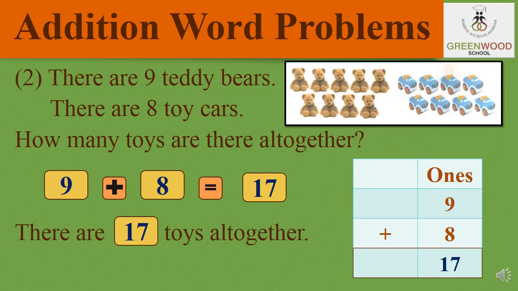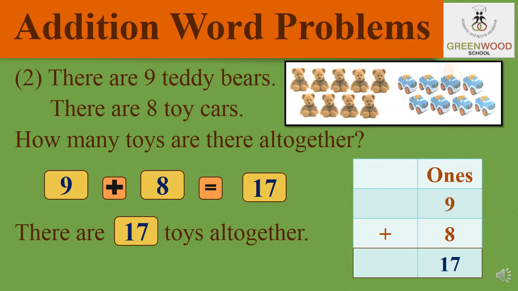Let's see one more example. There are 9 teddy bears. There are 8 toy cars. So how many toys are there altogether? Again the rule. First number in the first box, that is 9. Then in the small box, plus sign. In the third box, the second number, that is 8. In the fourth box, equals to sign. And in the last box, the answer.